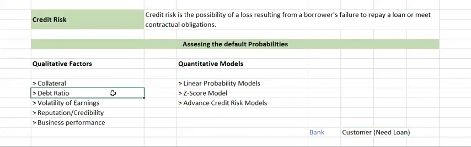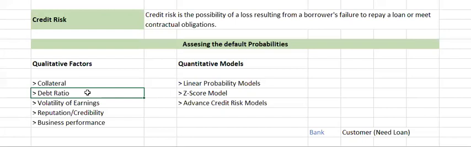So if the current debt ratio is lower, as a banker, I can expect that this company has the capacity to pay their loans and interest payments in future. So we can say that whenever there is a high debt ratio, then credit risk will be higher. When debt ratios are lower, then the credit risk will be lower, and the probability of default will be lower.